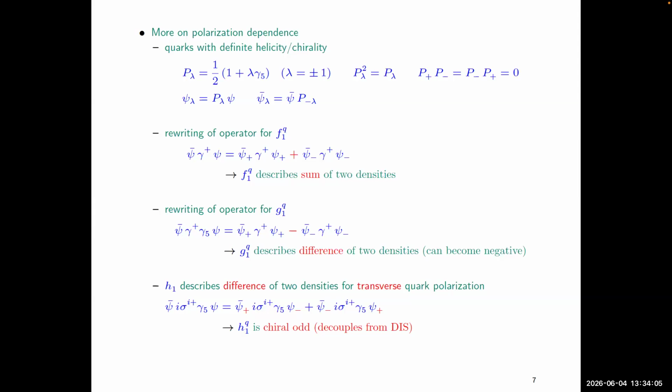And then if you work this out, all of a sudden you get a psi bar plus, and here psi minus, and here psi bar minus, and here psi plus. In contrast to these cases here, where the helicity is the same, here it is different. And that's why we call this object chiral odd. And why does this actually cause a problem?